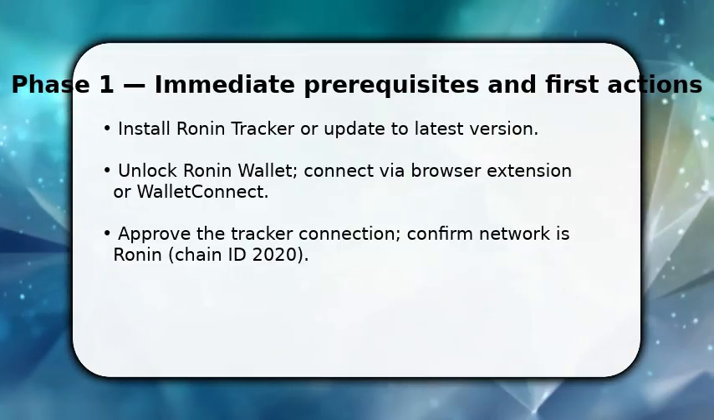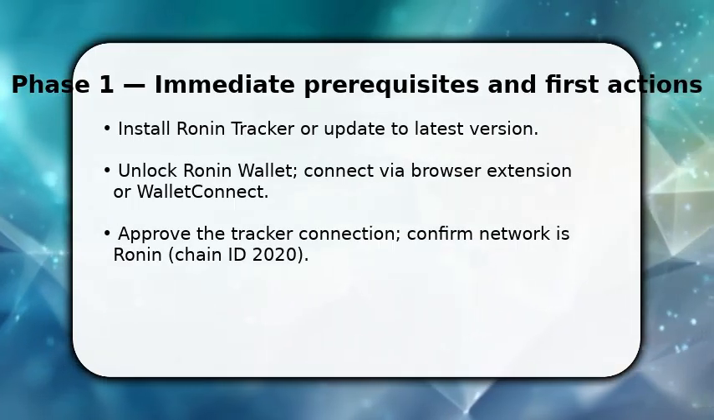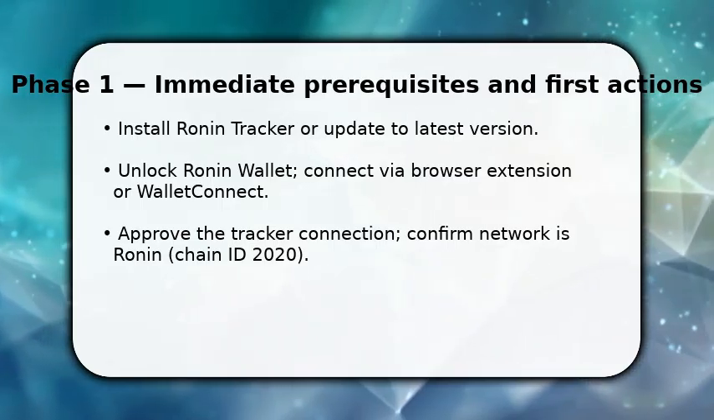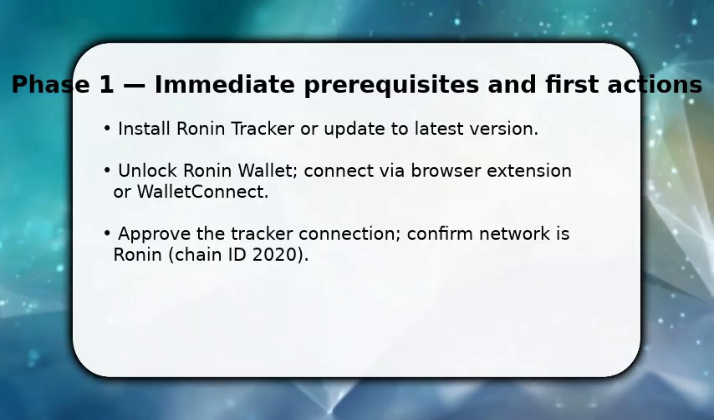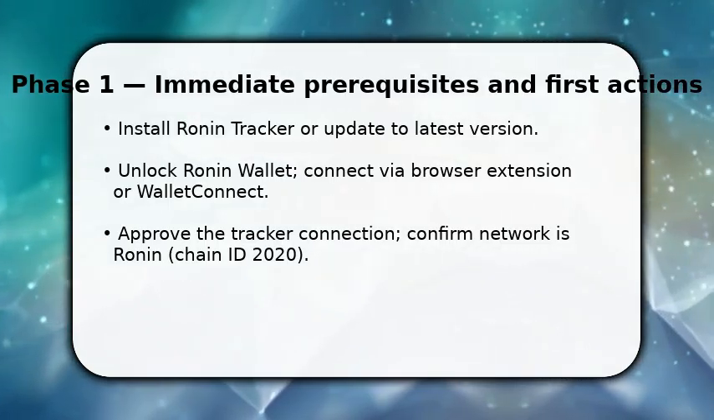You begin by getting the tracker talking to your wallet. Open Ronin Tracker, then unlock your Ronin wallet and choose Browser Extension or Wallet Connect. Once connected, approve the D-App prompt and confirm the network is Ronin, Chain ID 2020. Make sure to allow read-only access only, do not share your seed.